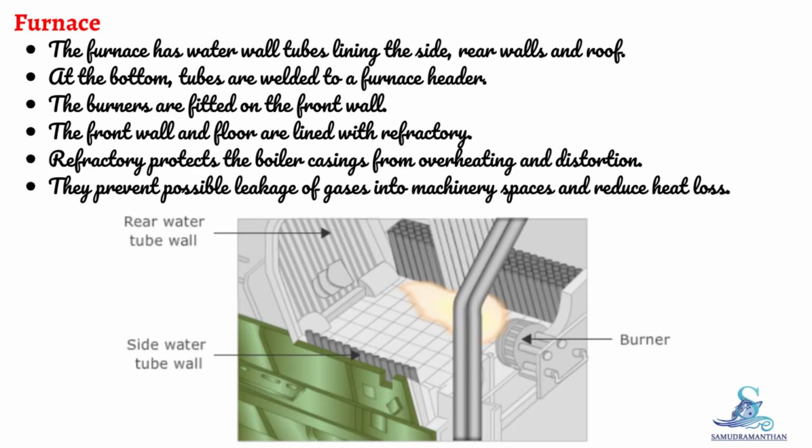The furnace has water wall tubes lining the side, rear walls and roof. At the bottom, tubes are welded to a furnace header. The burners are fitted on the front wall. The front wall and floor are lined with refractory. Refractory protects the boiler casings from overheating and distortion. It prevents possible leakage of gases into machinery spaces and reduces heat loss.